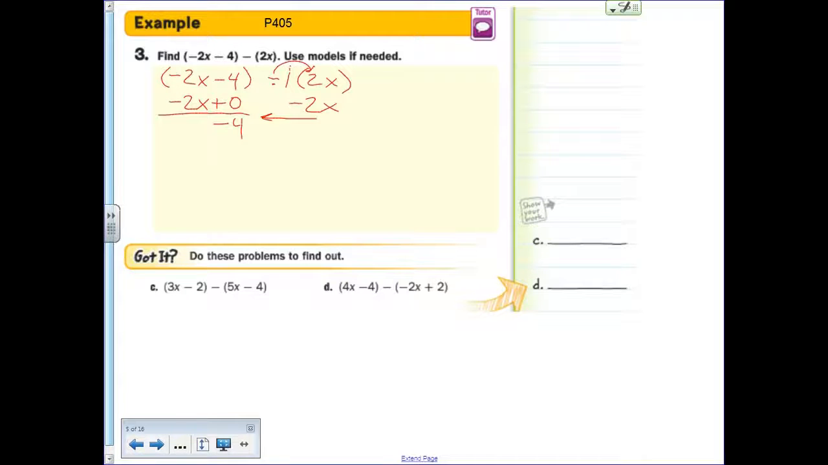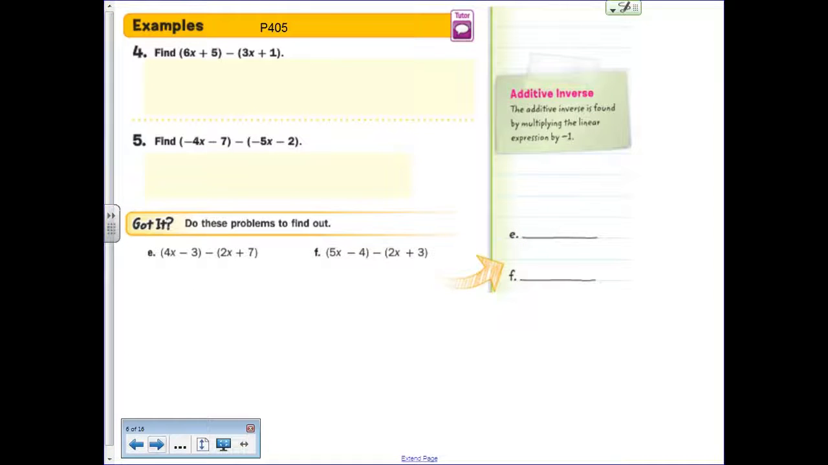So the rule says that when we have same signs, we add and we keep the sign. So the answer is going to be negative, and 2 plus 2 is 4. Don't forget your x. So our simplified linear expression is negative 4x minus 4. So that should get you ready for letters C and D. But again, we're going to move on and do some additional examples.